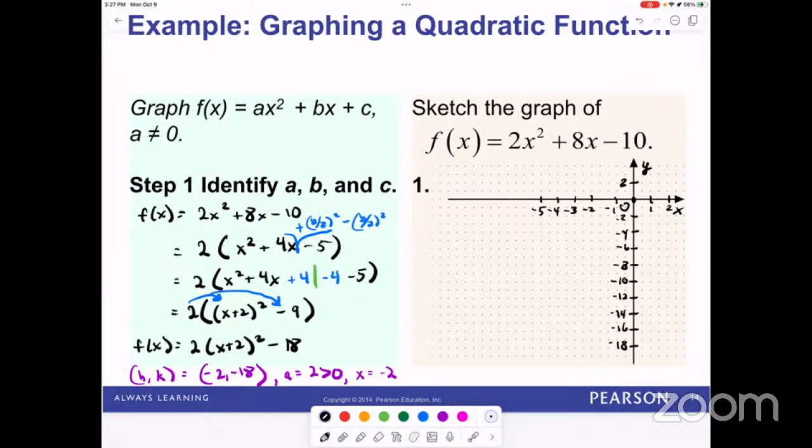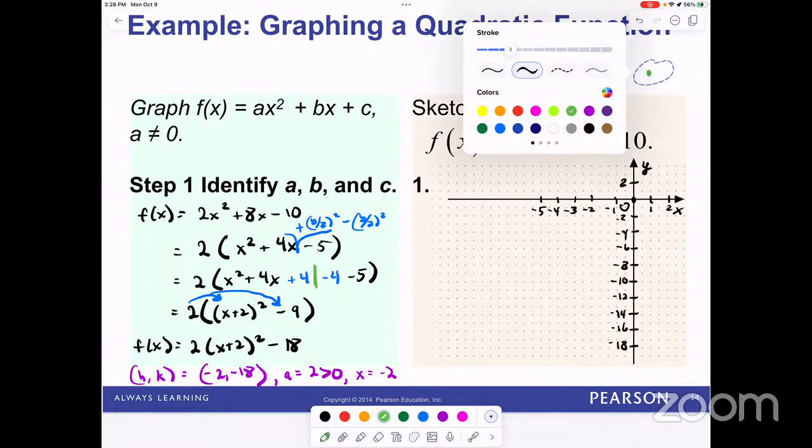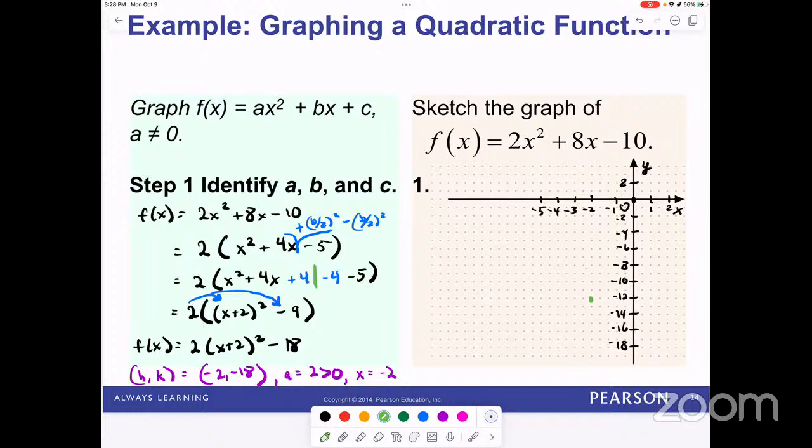So, all right, where is it? Our vertex is -2, -18. So that puts us here. Let's do green. Okay. So -2, -18 is here. So then that's our axis of the parabola. So it's going to go like this.